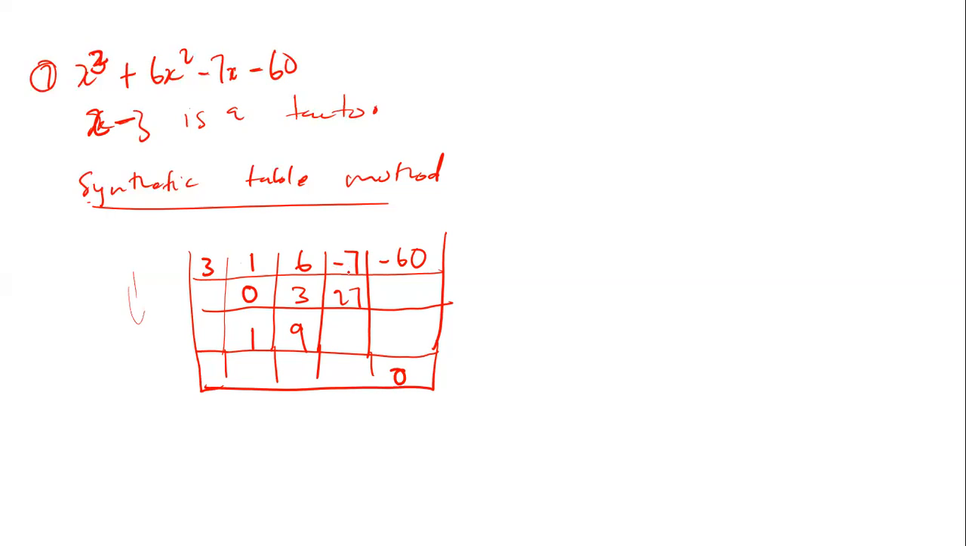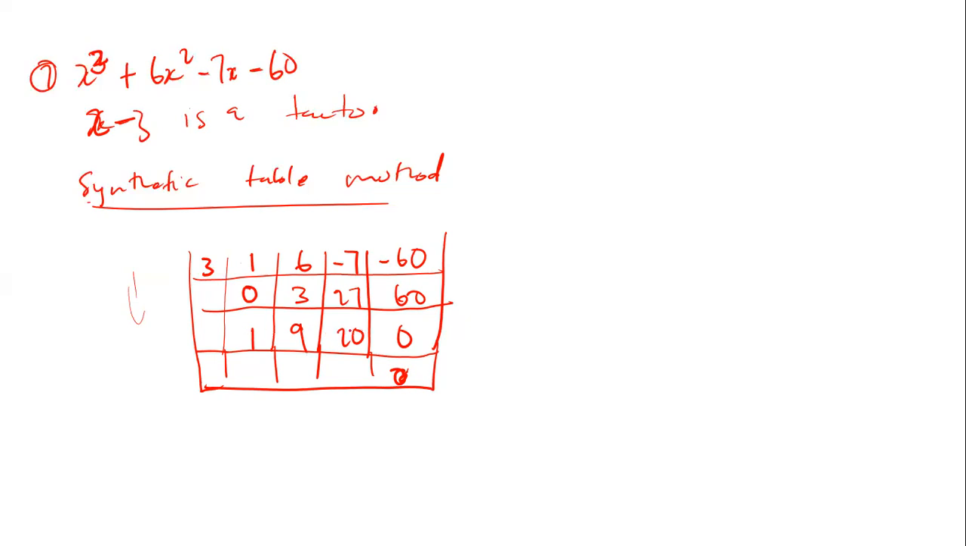And therefore, negative 7 plus, remember, I move downwards, I add. Negative 7 plus 27 is going to be positive 20. Then positive 20 multiplied by my factor is positive 60. Sorry, this 0 is supposed to be here. And therefore, negative 60 plus 60 is 0. Can you see that?